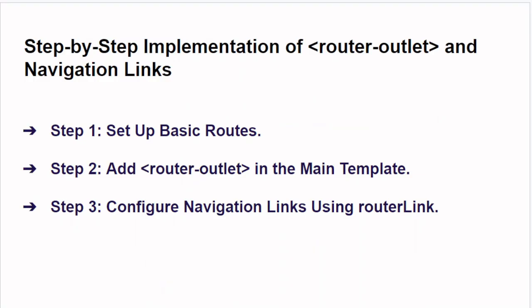So, step by step implementation. Step one, we'll set up the basic routes, and the second step, we will add the router outlet in the main template or whatever module or component we want. And the third step, we will configure the navigation links using the router link. Now let's get into the coding.